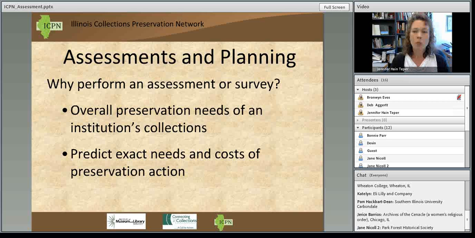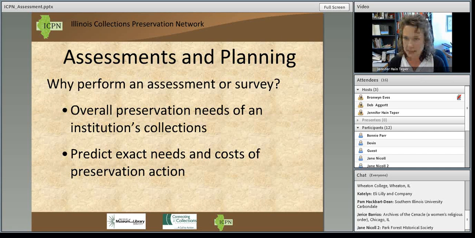Why would you perform an assessment or a survey as part of an assessment? And I think I sort of already hopefully have sold that to you a little bit. It's a really valuable planning tool. It really helps you to strategize your limited resources and make sure that you're focusing on those pieces of your collection or those areas of your collection that strategically make the most sense for you to be focusing on.